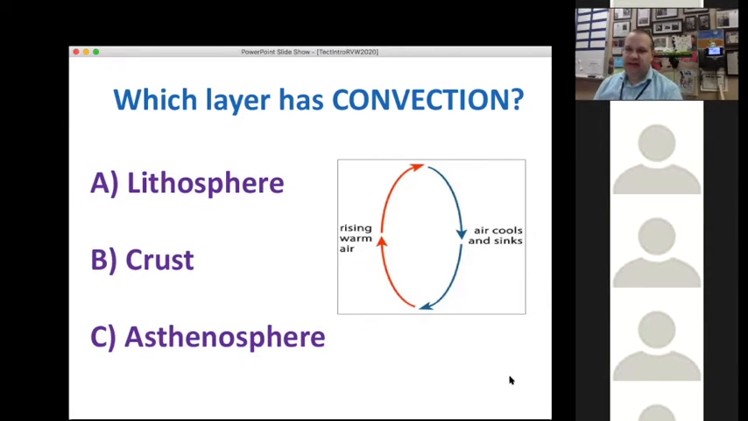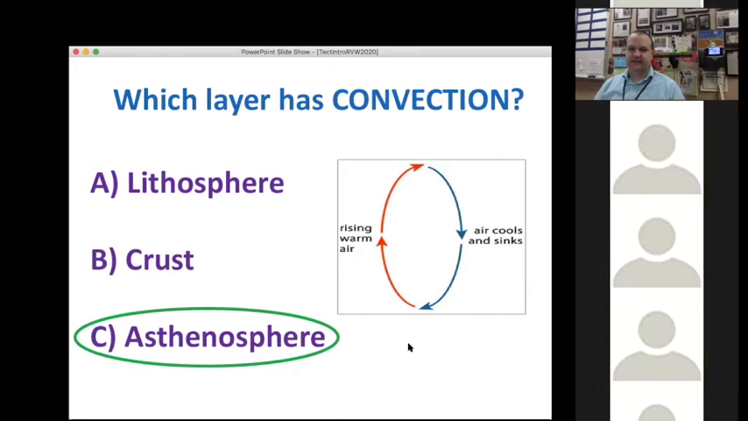Number 2, which layer has convection? Convection is this, where the rock can melt and move. Hot rock rises, cool rock sinks in a big circle. Where does that happen? Is that A, in the lithosphere, B, in the crust, or C, in the asthenosphere? Correct answer on this one. A couple of you got this right. Good job. It is the asthenosphere. So you have the lithosphere on top, and underneath it is the circles, the asthenosphere that is moving and convecting.